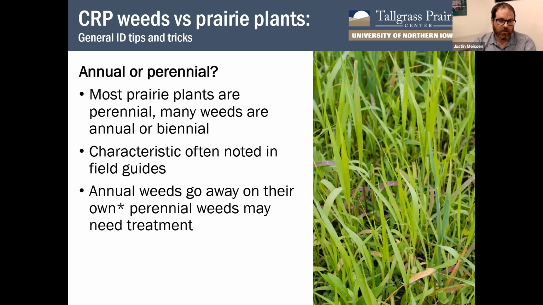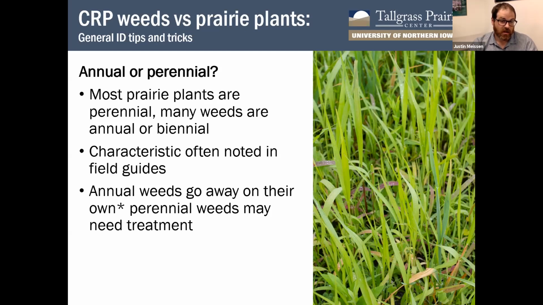Now, one thing that can be helpful to know, especially in earlier CRP plantings, is whether plants that we're seeing are annual or perennial. That distinction can be helpful because if we determine a plant's annual, it's probably not a prairie plant, since most of those are perennial, though there are important exceptions like black-eyed Susan and partridge pea. But mostly, if we have an annual out there, it's a field weed.